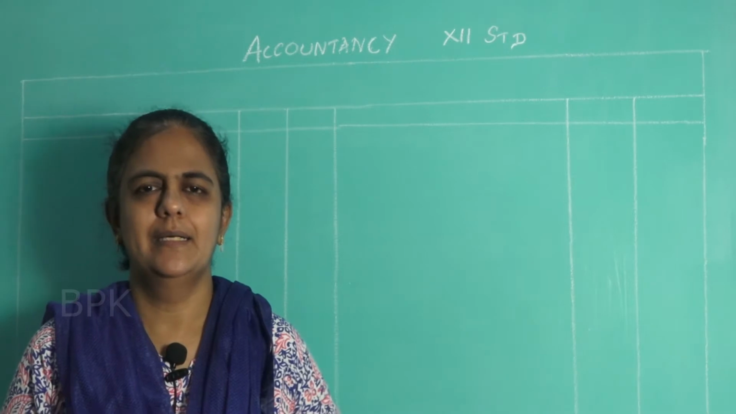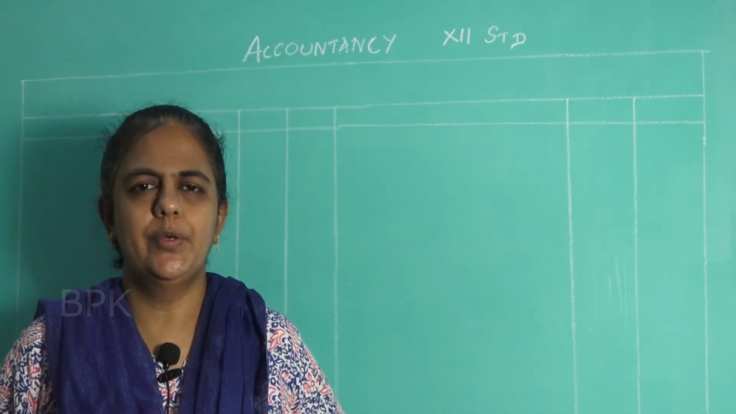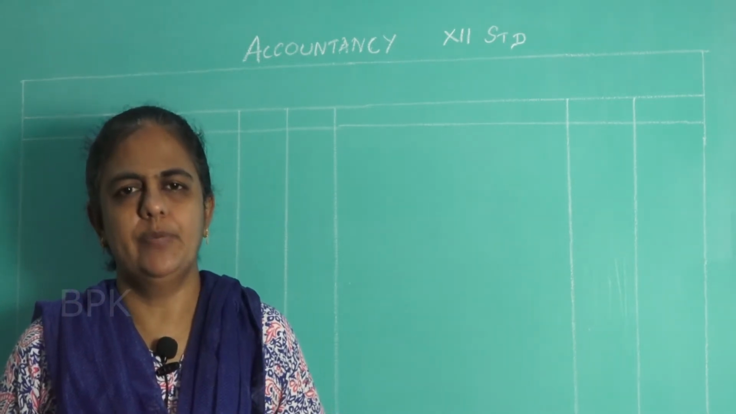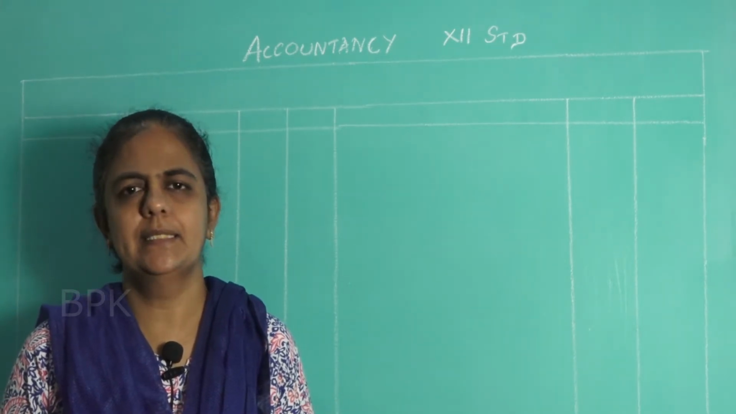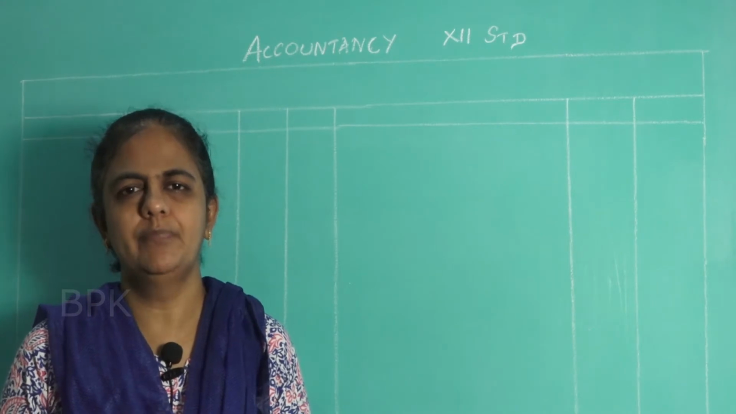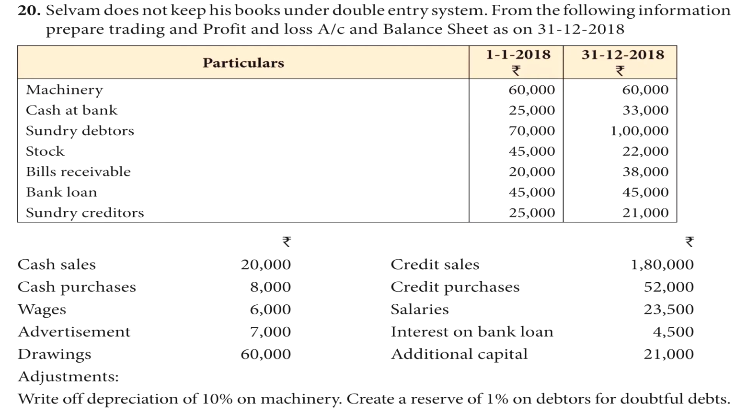Is it clear? So now first what we are going to do, look to question number 20. I will read the question for you. Just understand the question and then we will move on to the sum. Selvam does not keep his books on a double entry system. From the following information, prepare trading and profit and loss account and balance sheet as on 31/12/2018. So two amounts are given, that is the balance at the beginning and the balance at the end.